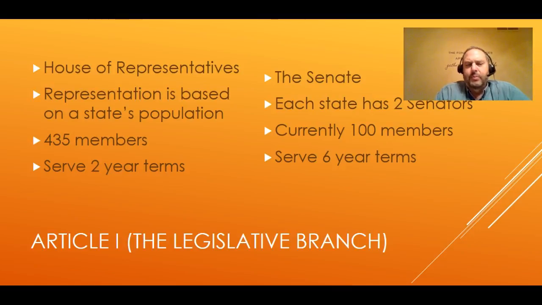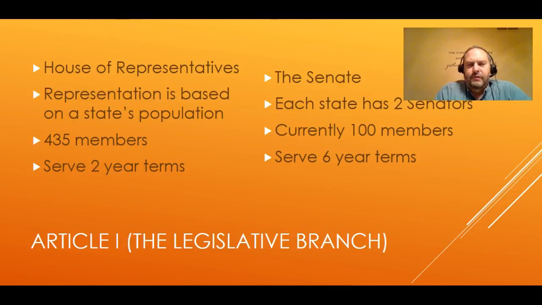The House of Representatives is sometimes called the lower house. Representation here is based on a state's population. Minnesota has 8 members in the House of Representatives. States like California, Texas, Pennsylvania, Florida have many more representatives because they have much larger populations. The number of total members in the House of Representatives is 435, and they serve 2-year terms.